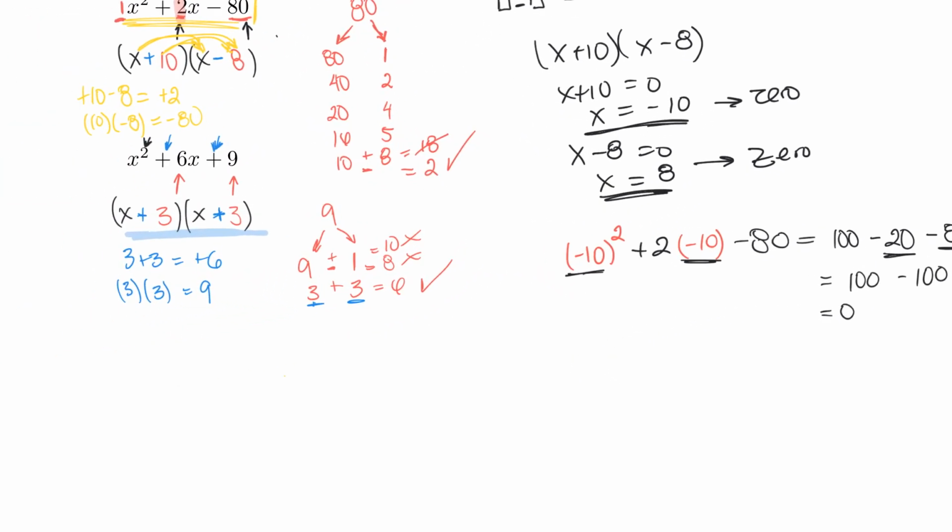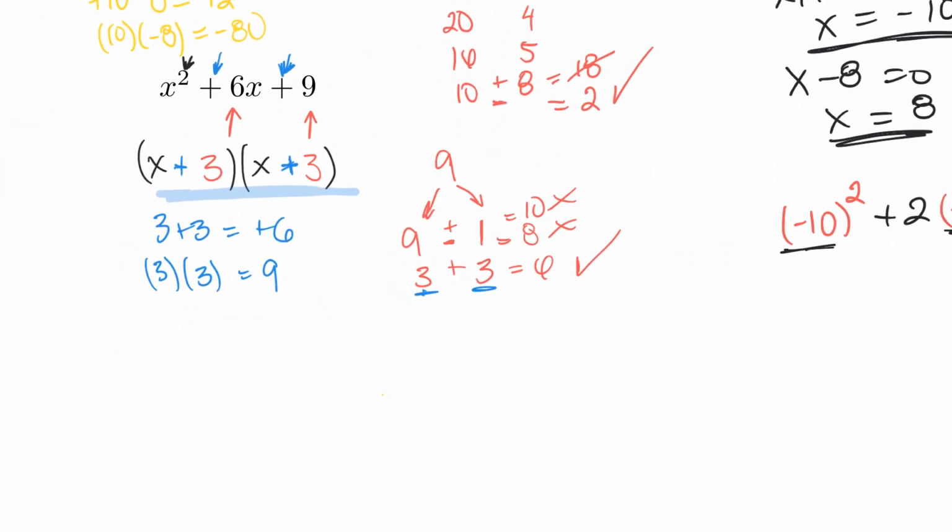The same happens with the second example here. In the x squared plus 6x plus 9, we have these two zeros. We have that x plus 3 equals 0, and the other zero will be x minus 3. So it means that this polynomial will touch the x-axis at x minus 3. And if you substitute minus 3 in this polynomial, it will give you equal to 0.